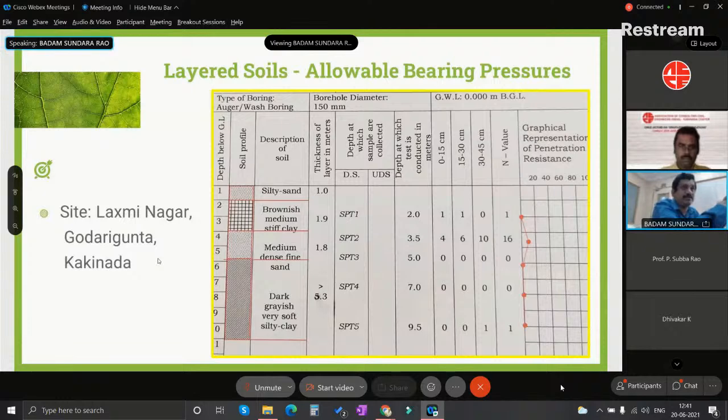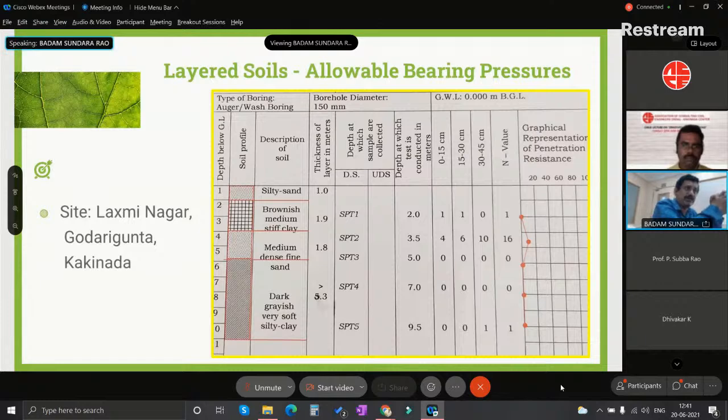We discussed that there are some layered soils in the Kakinada region, especially the areas of Lakshmi Nagar, Road Number 4, and the surrounding areas of Godari Gunta of Kakinada. We have typical profiles, like soft clay zones from the ground surface itself, to some depth of 1 meter or 2 meters, then some sand zone, followed by soft clay. In some locations, we encountered soft clay after 1.5 meters or 2 meters. These will give a special type of problem: what is the bearing capacity and what is the settlement.